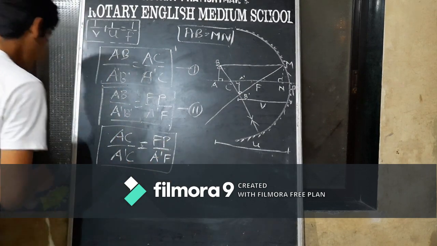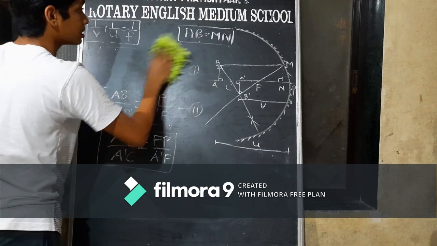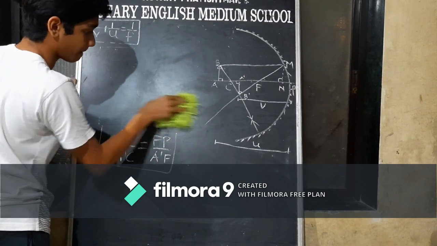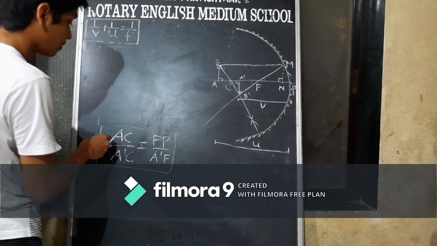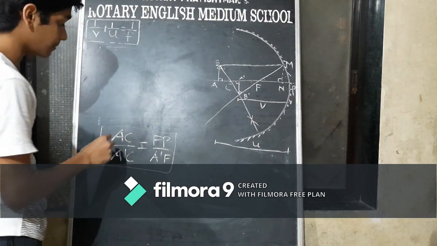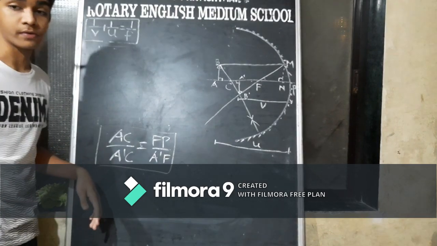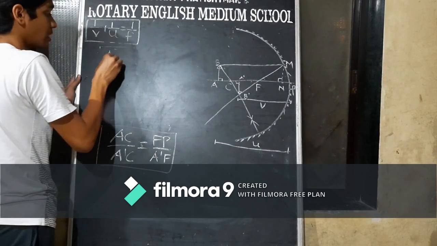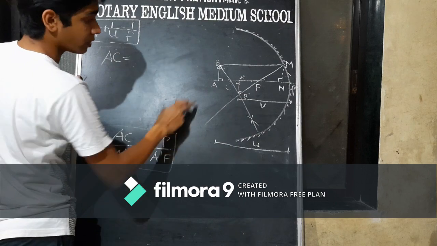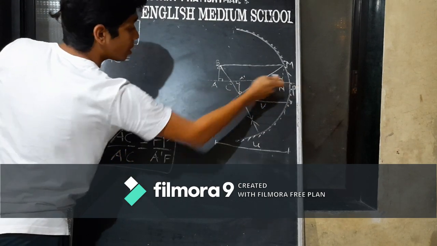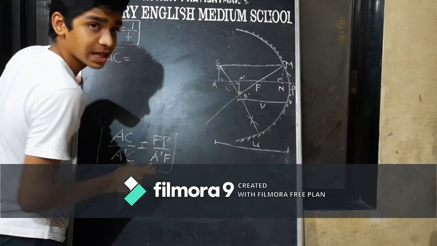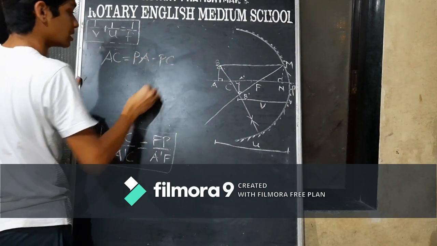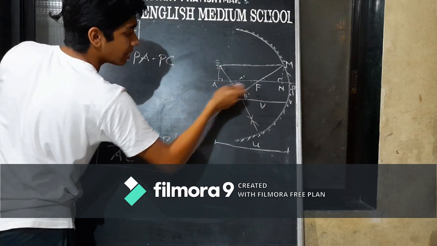Now let's look at these things in more detail. Let me rub this thing out. Can you see AC? Now let us look at AC. AC will be equal to PA minus PC. Will that be okay? PA minus PC.